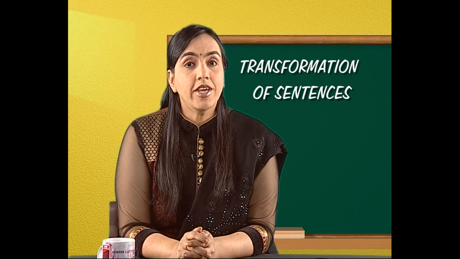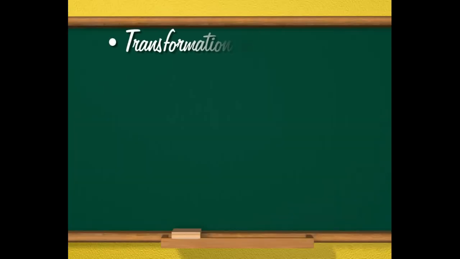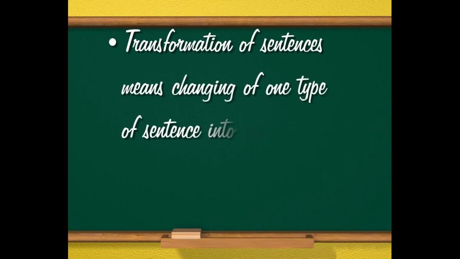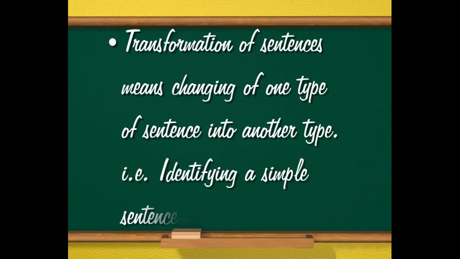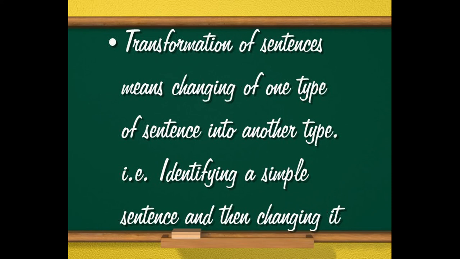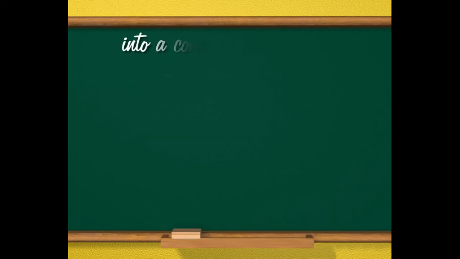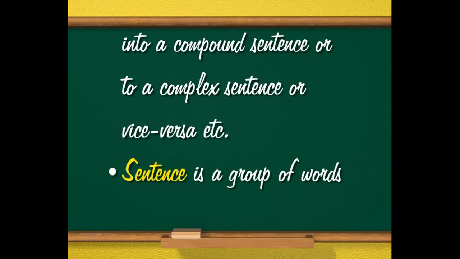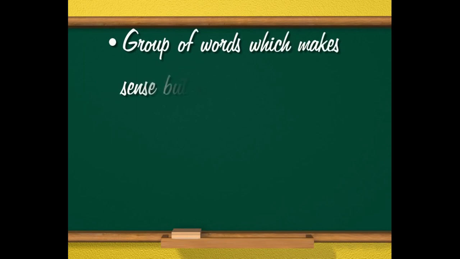Summary. We have learned transformation of sentences means changing of one type of sentence into another type, that is, identifying a simple sentence and then changing it into a compound sentence or to a complex sentence or vice versa. Sentence is a group of words that makes sense. Group of words which makes sense but not complete sense is called a phrase.